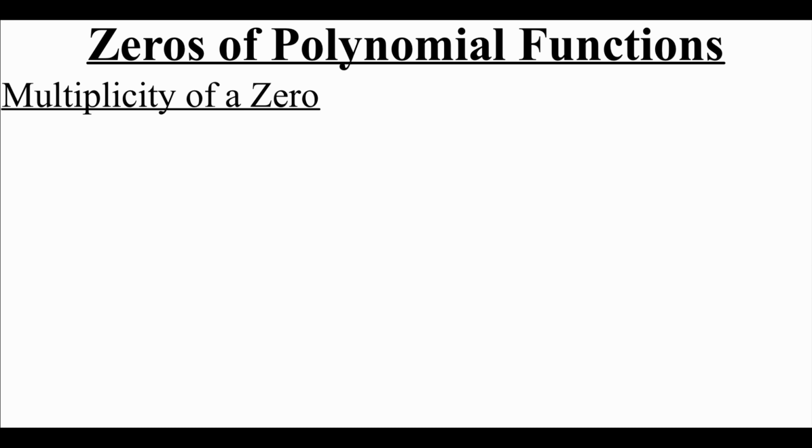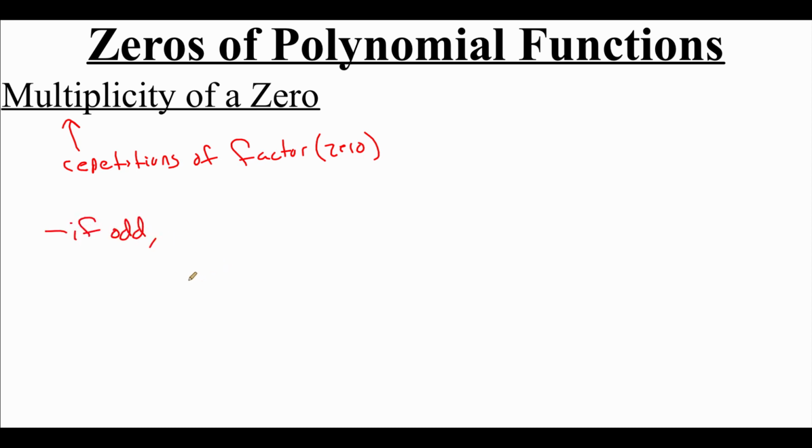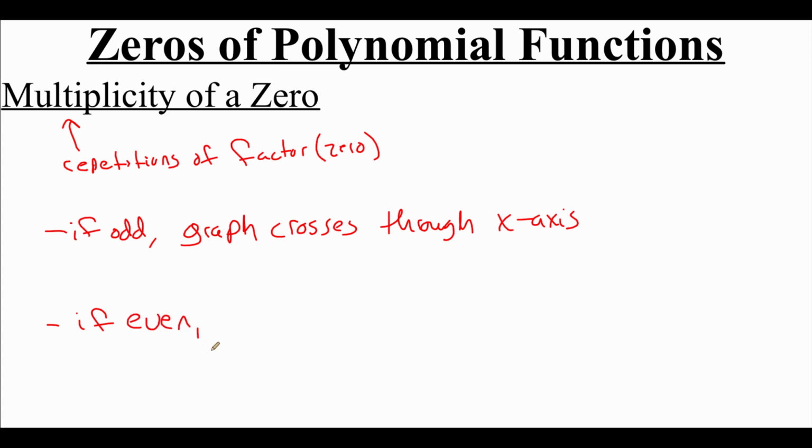Now sometimes as you're factoring a polynomial, you get a factor that repeats itself. And that leads us to this idea of the multiplicity of a zero. The multiplicity just refers to the number of repetitions of a factor or of a zero. Two things can happen at a zero based on its multiplicity. If the multiplicity is odd, then our graph will cross through the x-axis at that zero. But if your multiplicity is even, then your graph will bounce off of the x-axis at that zero.